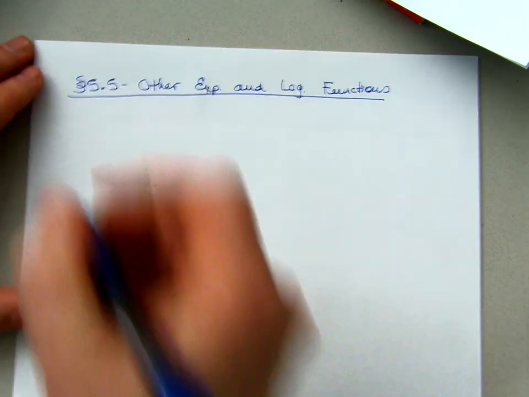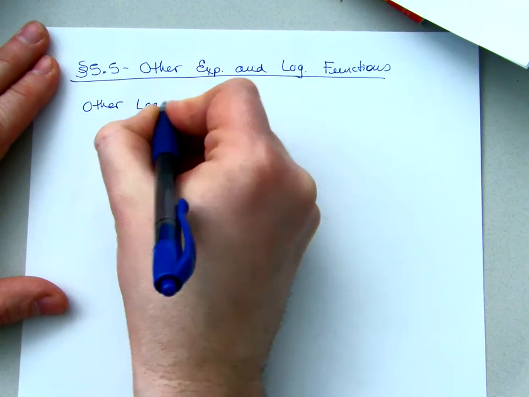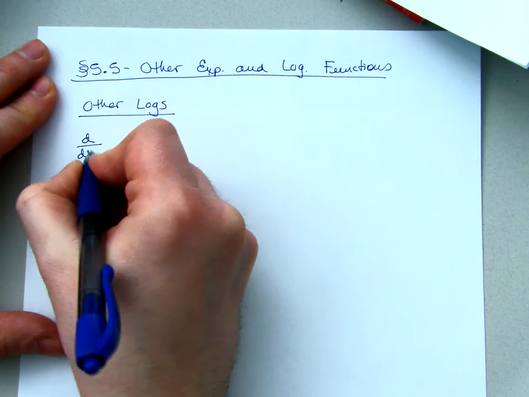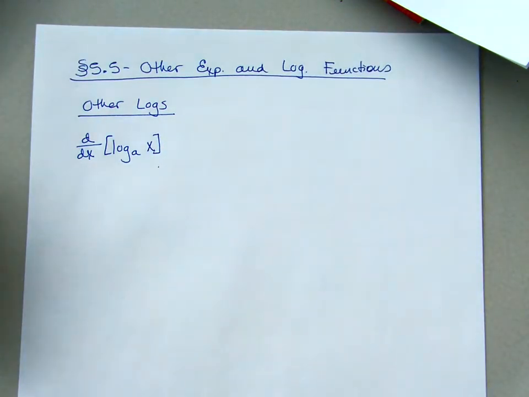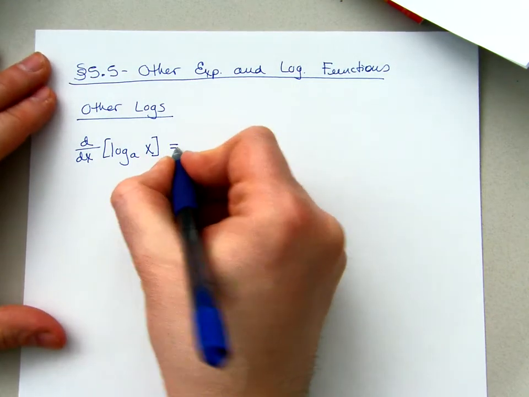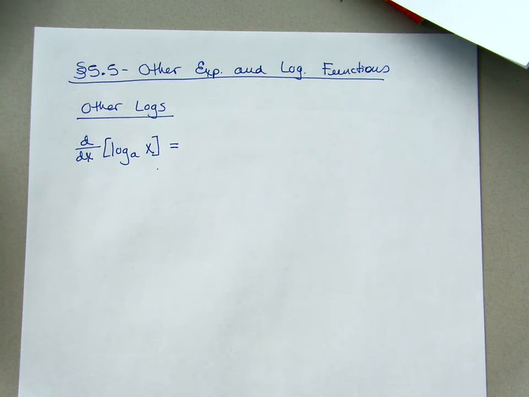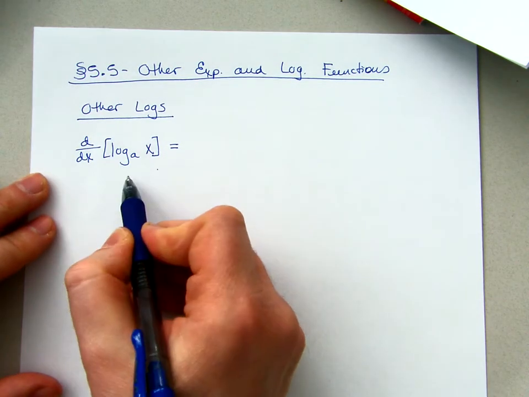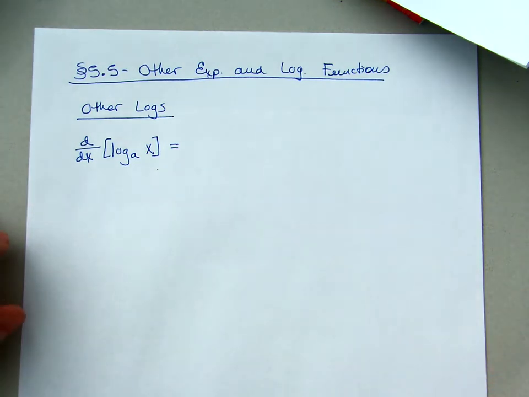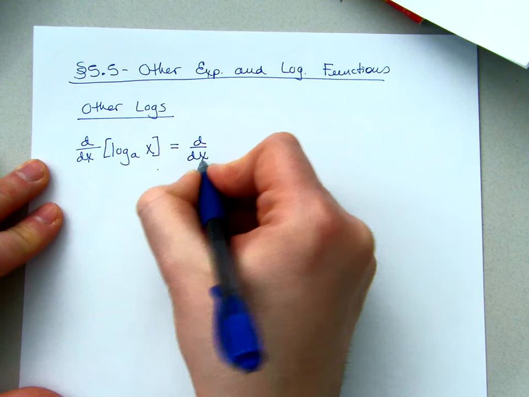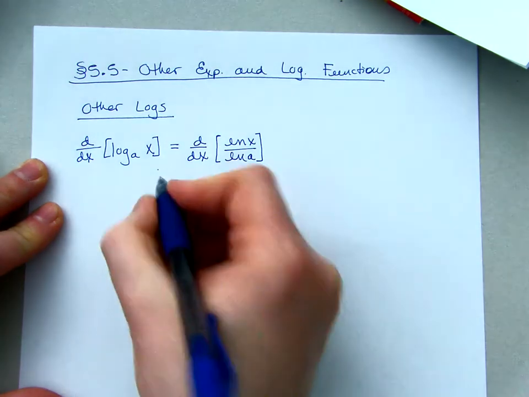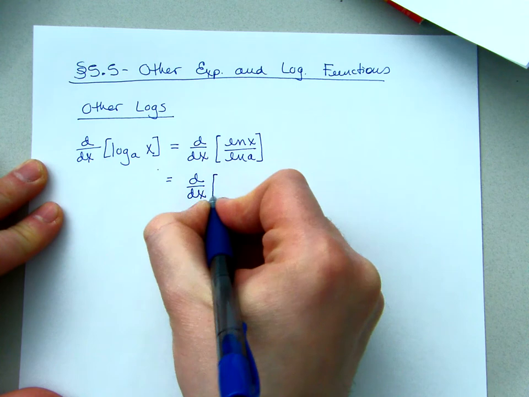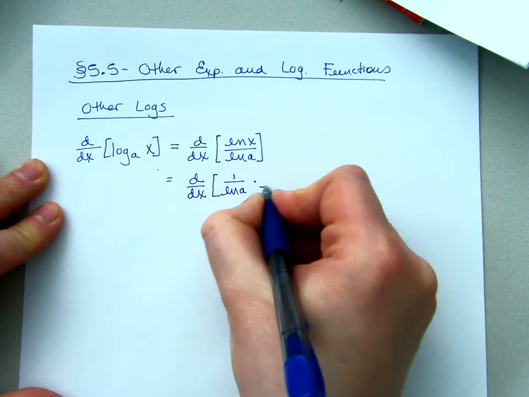Okay. So, we're going to start with other logs. The derivative of log base a of x. Well, we don't really know anything about derivatives of logs in general. There is one log, though, you do know how to deal with: natural logs. Is there any way to rewrite this problem in terms of natural logs? Change of base formula. This is the same thing as the derivative of the natural log of x divided by the natural log of a, which is the same thing as the derivative of 1 over the natural log of a times the natural log of x.